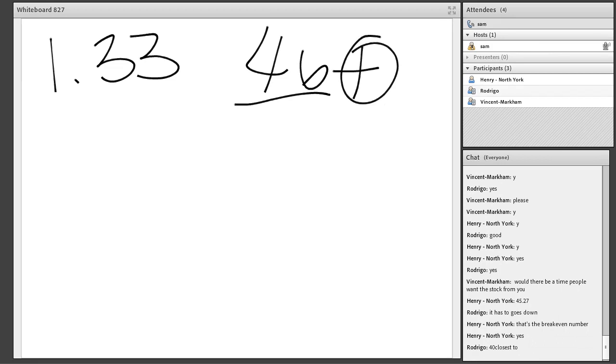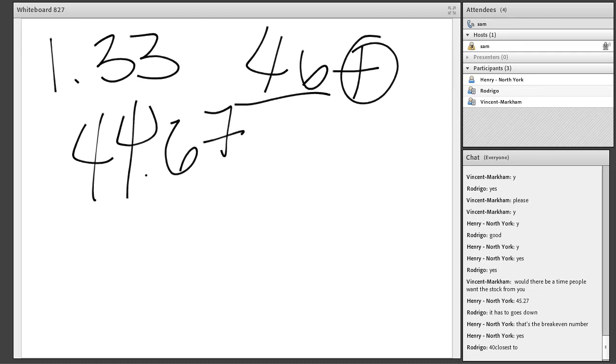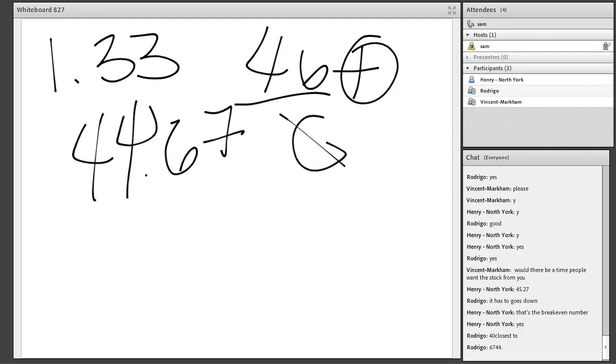You see that, Henry? It's because they're only going to exercise, or they're forced to exercise, at $46. So if it goes below $46, their break-even point, and our break-even point, is 44.67. You see that? The stock can go to 44.67 and we are break-even.